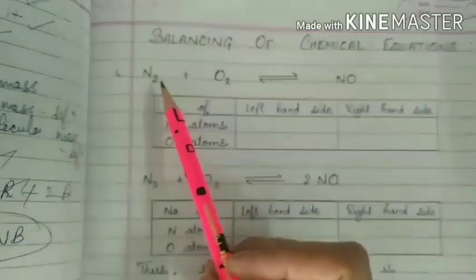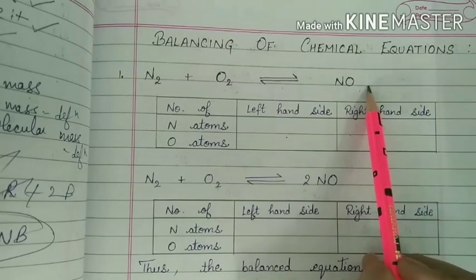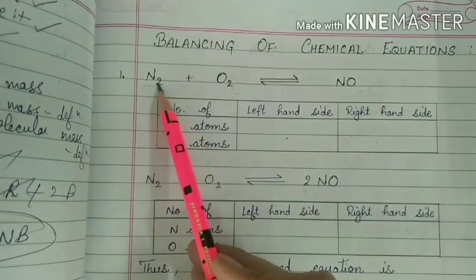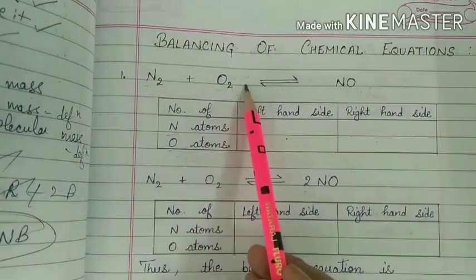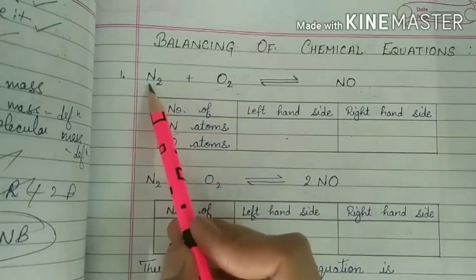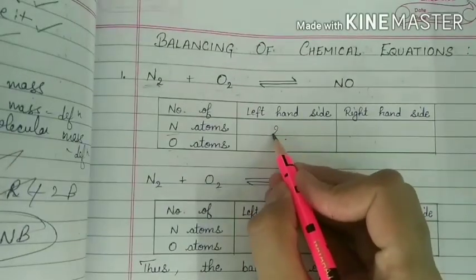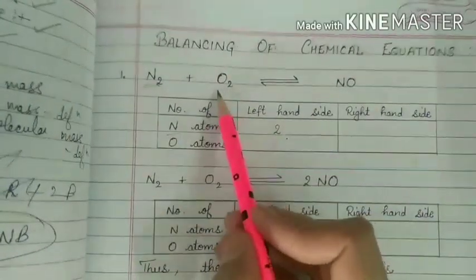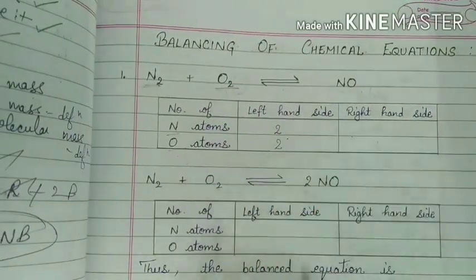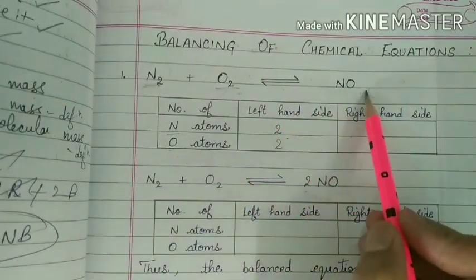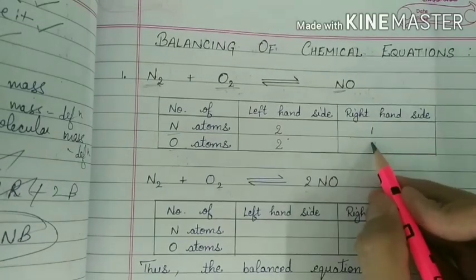Now let's count the number of atoms on reactant side and on product side. In this reaction we have two elements, that is nitrogen and oxygen. On reactant side, that is on left hand side, number of N atoms, that is nitrogen atoms, is 2. So we can write here 2. Then afterwards number of oxygen atoms on left hand side is also 2. So we can write here 2. Then on right hand side, that is on the product side, number of nitrogen atoms are 1 and number of oxygen atom is also 1.